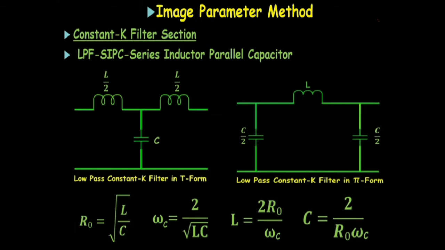The basic formulas behind the low pass constant K filter are: one, the nominal impedance or characteristic impedance R0, which is equal to root of L by C. The second formula is the cutoff frequency omega c, which is equal to 2 divided by root LC. The third formula is the inductor value L, which is equal to 2R0 divided by omega c. And the fourth formula, C equal to 2 divided by R0 omega c. So these are the 4 formulas you should remember for the T form.